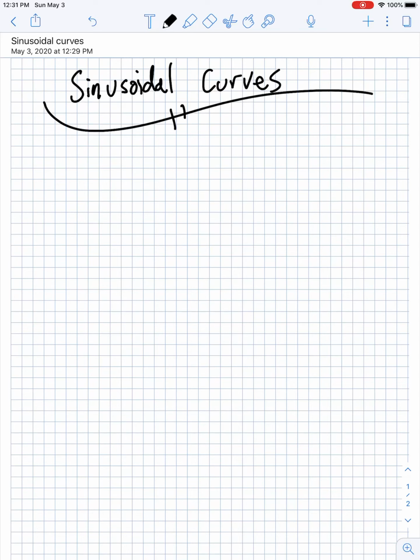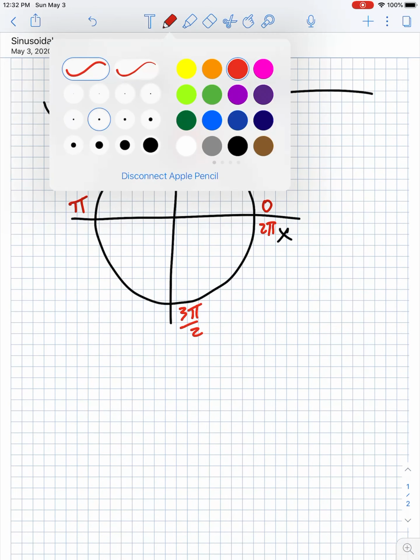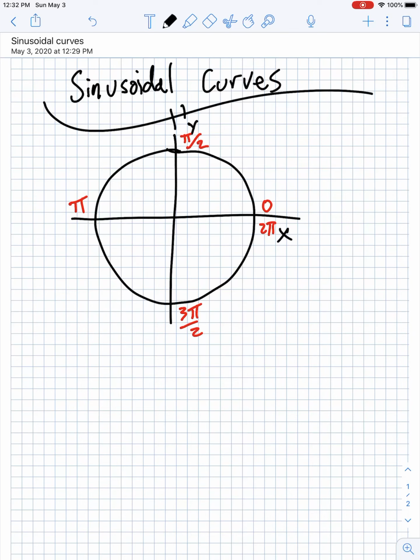So let's just draw a quick unit circle. Your x, your y, and then in a different color. As you rotate around the circle, this is 0 radians. This is pi over 2 radians. This is pi. This is 3 pi over 2. And this is 2 pi. Now, what we're essentially going to do is take the sine curve as it travels around the circle and kind of unroll it onto the xy axis.